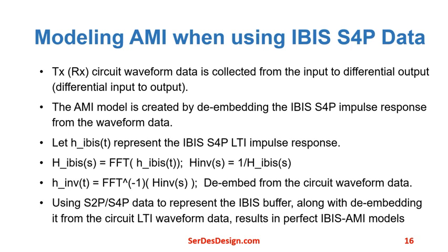So when modeling an AMI, when using S4P data for the IBIS, the waveform data is collected from the transmit LTI input to the differential output for the transmitter, or differential input to the output for the receiver. The AMI model is created by de-embedding the IBIS S4P characteristic from the waveform data. This is done by representing the IBIS S4P characteristic with its impulse response. The inverse of the FFT of this impulse response is de-embedded in the time domain from the circuit waveform data.